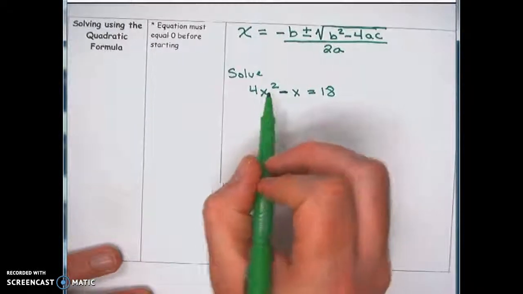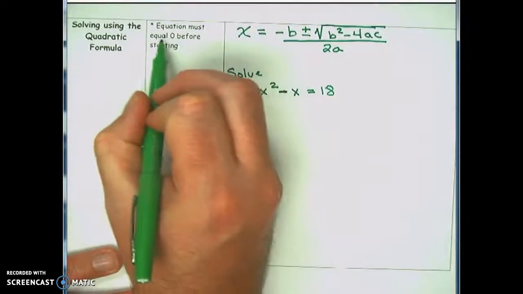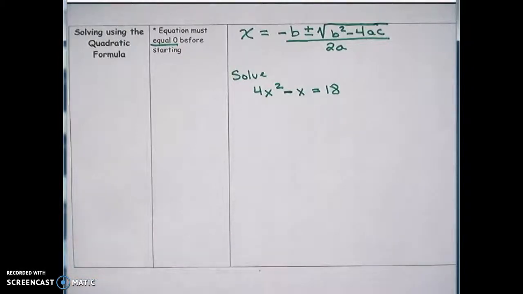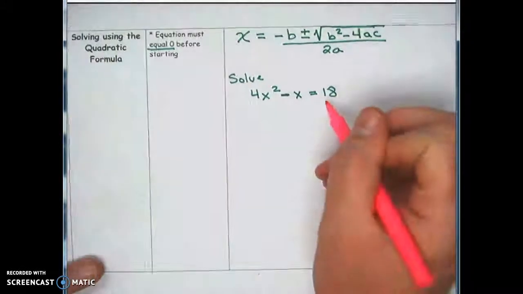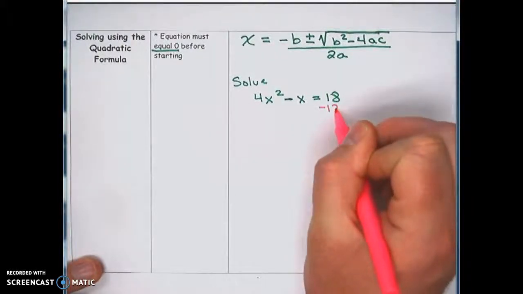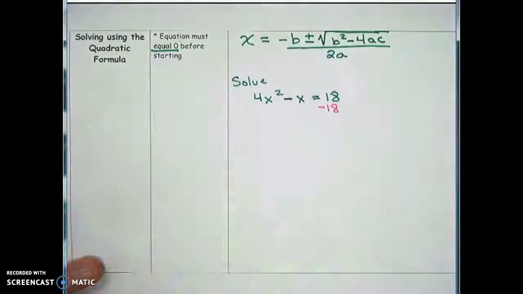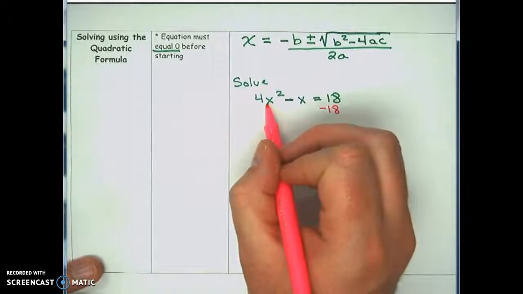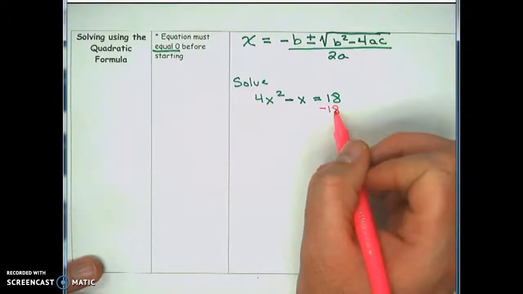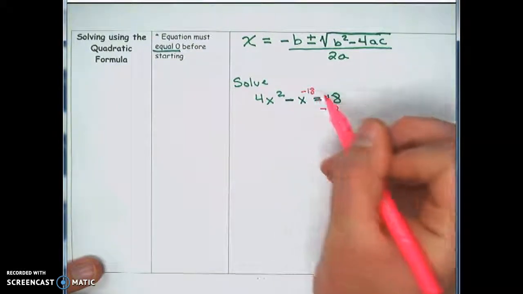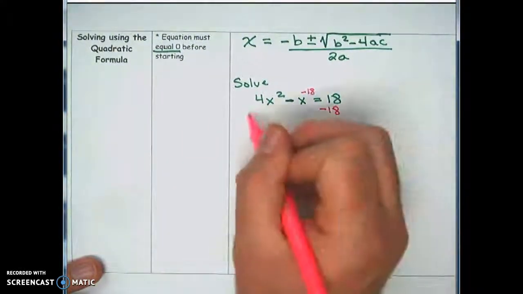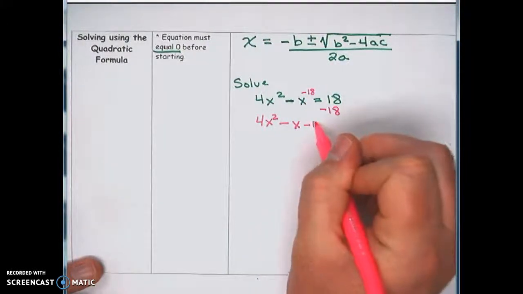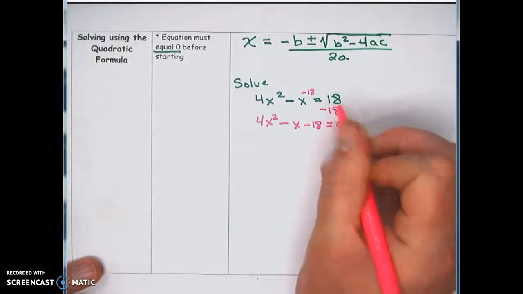When we know we're going to use the quadratic formula, we have to make sure that we set the equation equal to 0 before we start. If we look at this equation, it equals 18. It's not a big deal. We can get rid of the 18 because it's a positive 18, so we can subtract it. But we have to get this right-hand side equal to 0 before we start. The only question is, where would I subtract that 18 from? Because this is an x squared, this is an x, and this is just a plain constant, we're just going to subtract the 18 at the end, and then we can reset the equation. So our final equation is going to be 4x squared minus x minus 18 equals 0, because 18 minus 18 is 0.